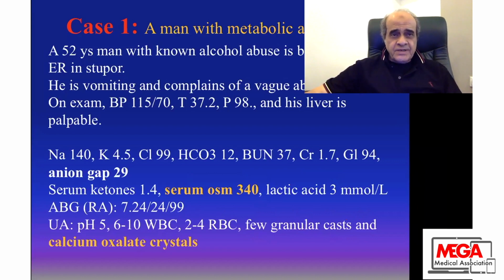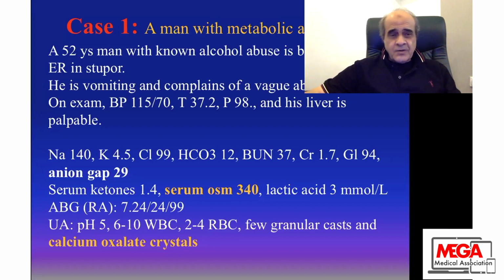A 52-year-old man with known alcohol abuse is brought to our ER as stuporous. He has vomited, complaining of vague abdominal pain. On exam, blood pressure is normal, 115/70, temperature 37, pulse 98, and his liver is palpable. Sodium is 140, potassium 4.5, chloride 99, bicarb very low, about 12, blood urea nitrogen 37, creatinine 1.7. There is some impairment in the renal function.